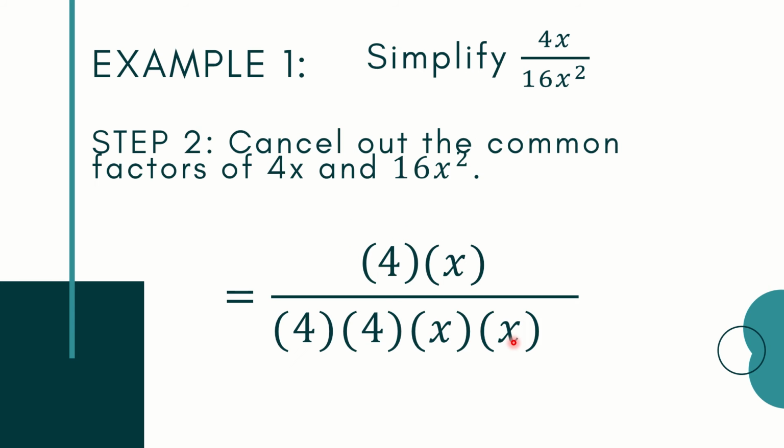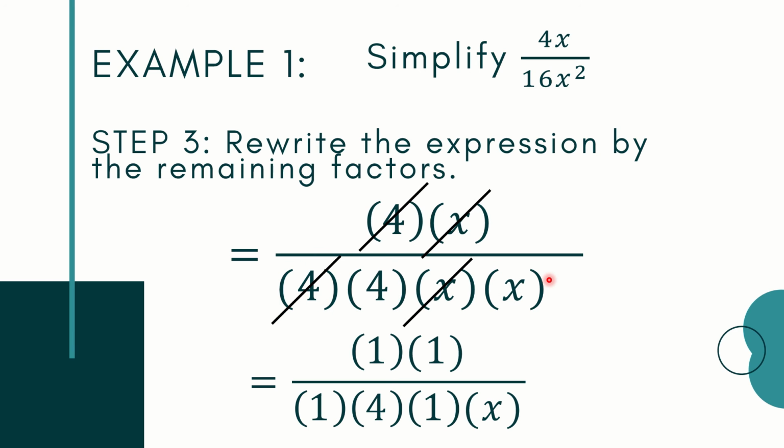Now, our step 2 is cancel out the common factors of 4x and 16x squared. Meaning, atong tanggalon ang mga kapareha nga factors ni 4x and 16x squared. So, unsa man ang ilahang same na factors? So, we have here 4 and 4 and also x and x. Okay, so our step 2, we have to cancel out the common factors of 4x and 16x squared.